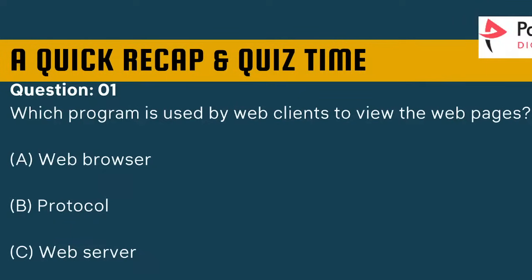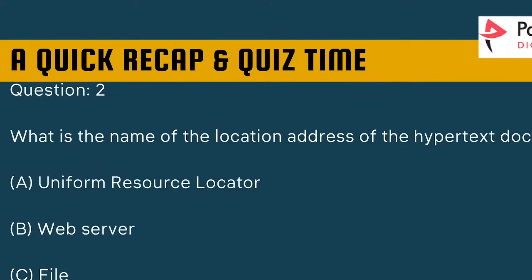Okay. So which program is to be used by web clients to view the web pages? Don't see the answers which are on the screen. Without seeing this, please tell me. So here are the 4 options. First one, web browser, protocol, web server and search engine. Obviously, which program we will be using? Web browser. To view web pages, we are going to use a web browser.